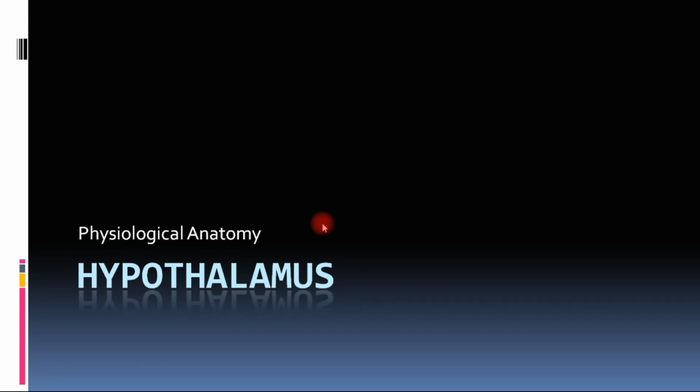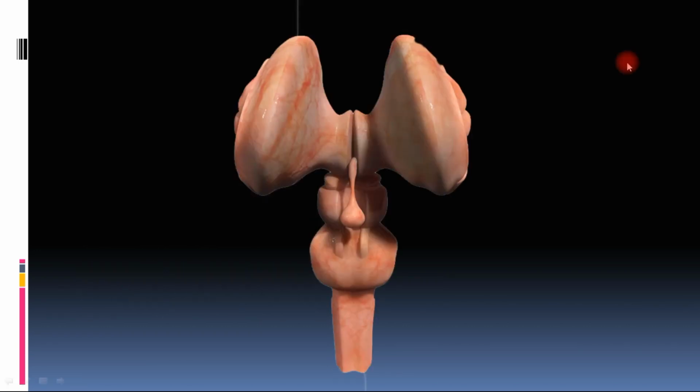Hello everyone, welcome back, and in this video lecture we are going to deal with the physiological anatomy of hypothalamus. So when we consider the physiological anatomy of hypothalamus, we will divide this anatomy in two subheadings: first, the classification of various nuclei of hypothalamus, and second, the connections of the hypothalamus. Hypothalamus is a part of diencephalon of the brain.